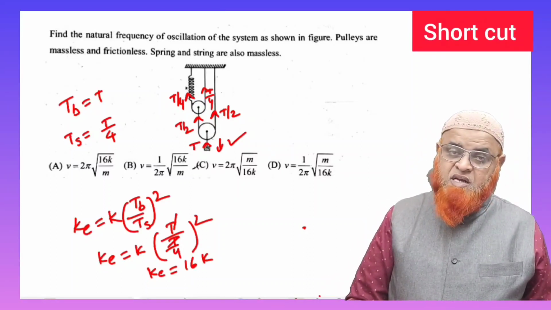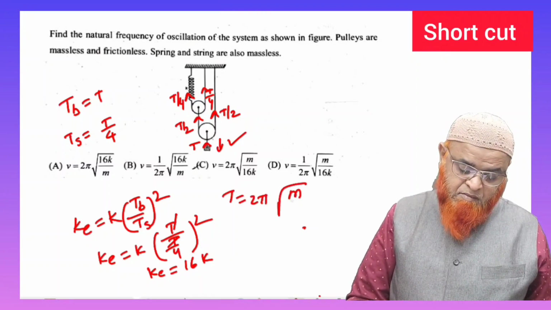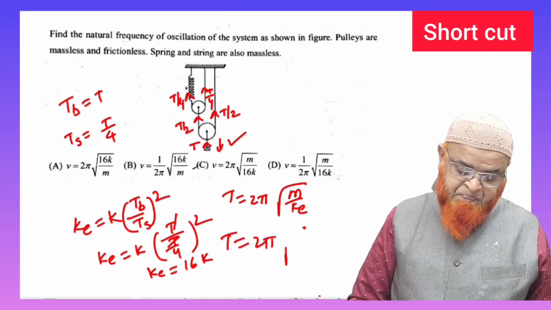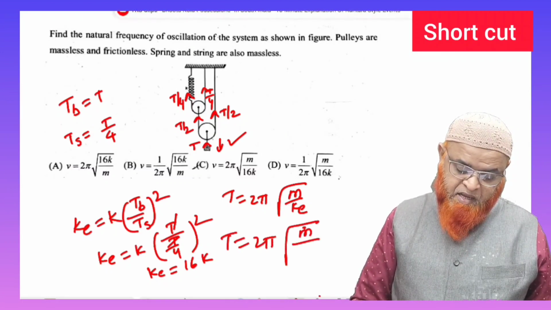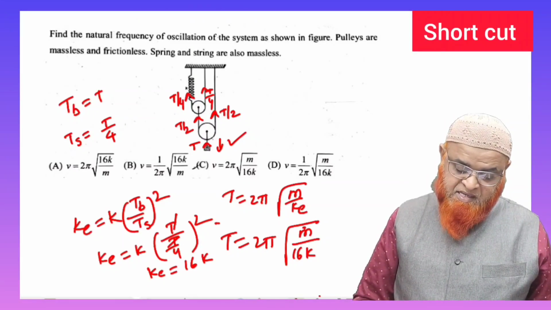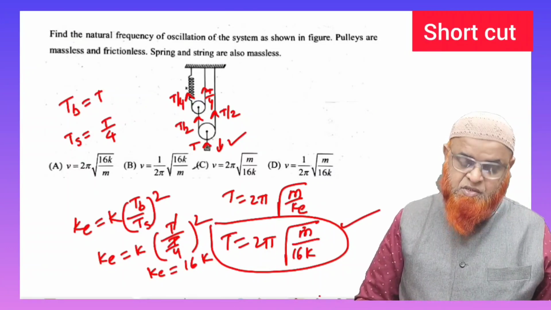Then after that, you all know that the basic formula for the time period of a spring is nothing but T is equal to 2 pi root of M by K effective. Therefore, T is equal to 2 pi root of M by K effective, which is nothing but 16K. So this is going to be your solution.